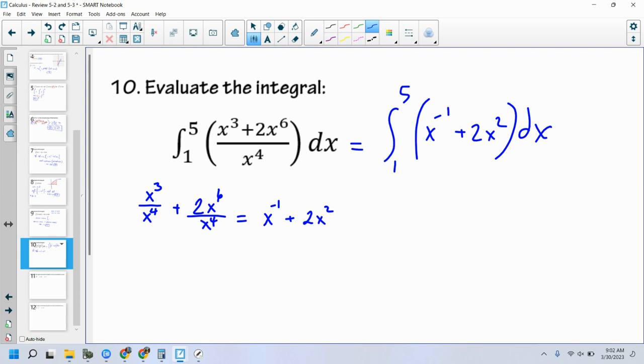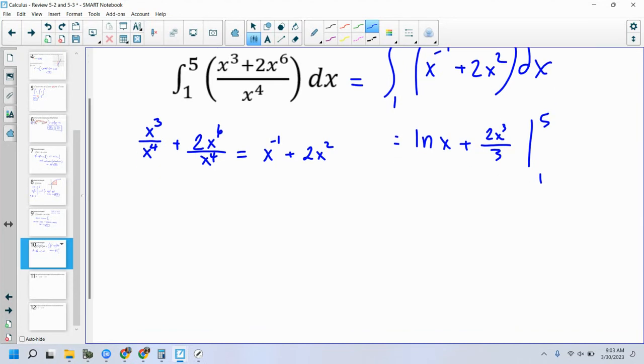What's the antiderivative of x to the -1st? ln of x. ln of x plus 2x cubed over 3 from 1 to 5. Yeah, that's the weird one, because your tendency is to say, okay, kick it up 1, x to the 0 divided by 0? No, you can't do that. So that's a red flag. It's got to be an ln.